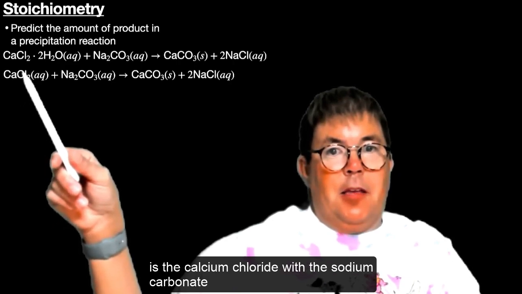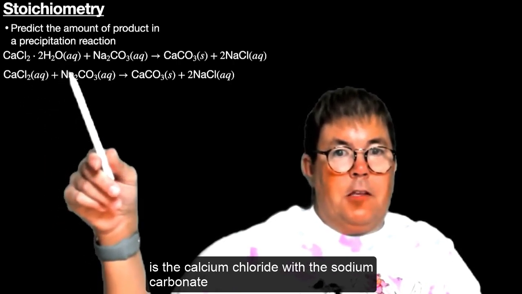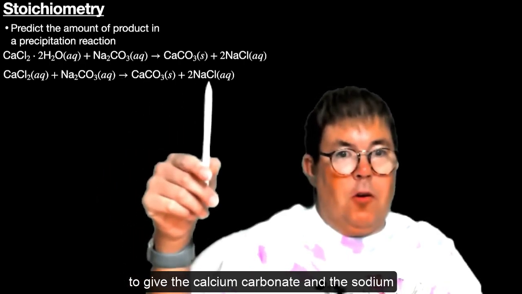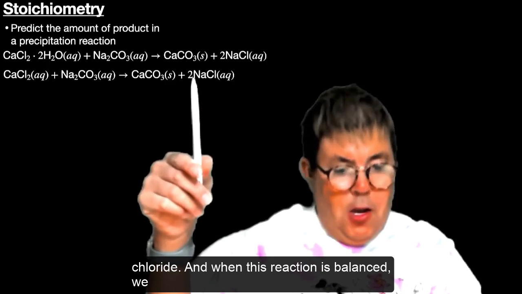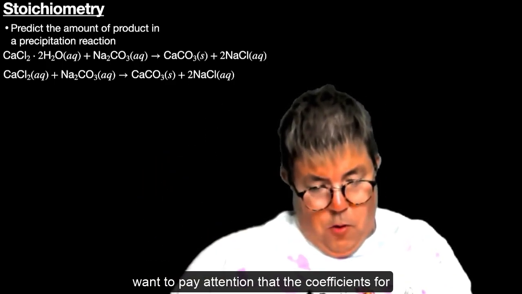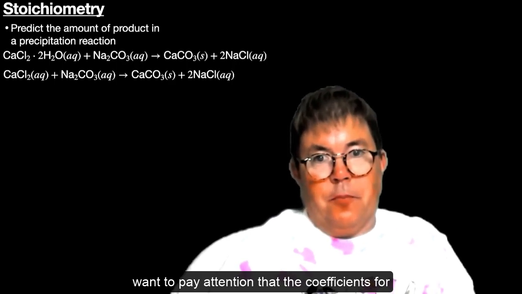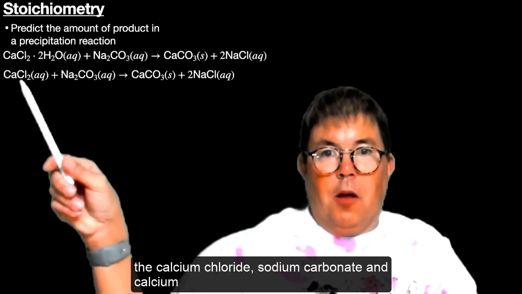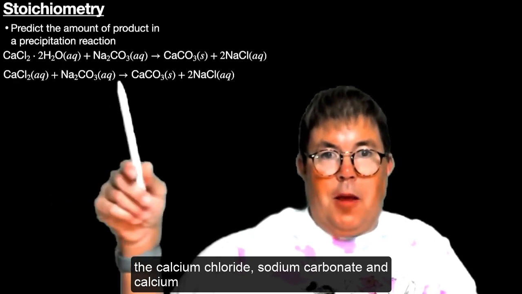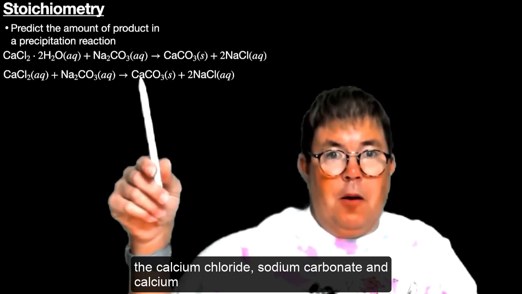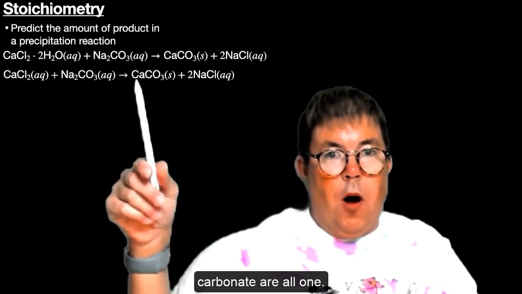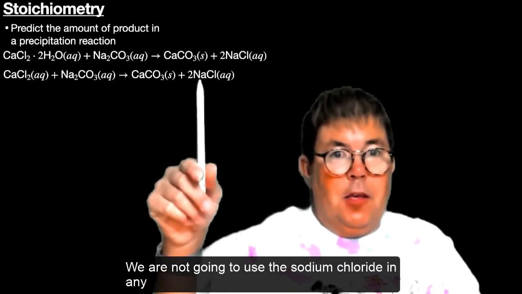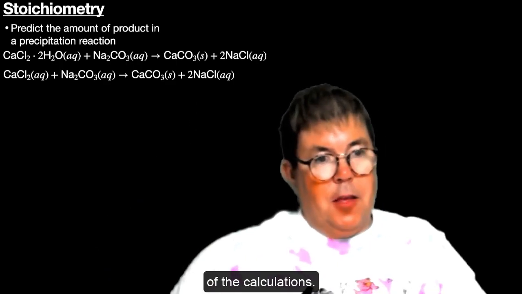So what is reacting is the calcium chloride with the sodium carbonate to give the calcium carbonate and the sodium chloride. And when this reaction is balanced, we want to pay attention that the coefficients for the calcium chloride, sodium carbonate, and calcium carbonate are all 1. We are not going to use the sodium chloride in any of the calculations.